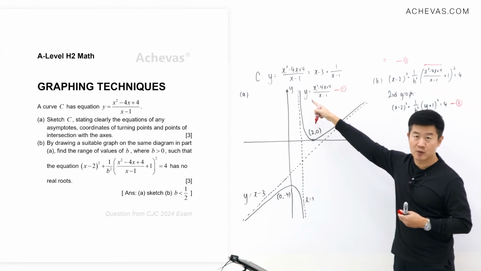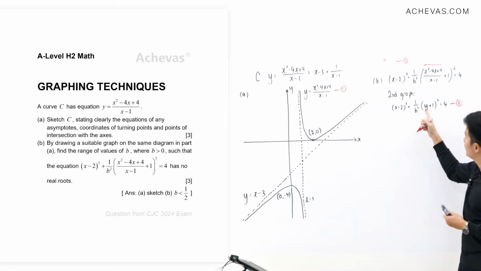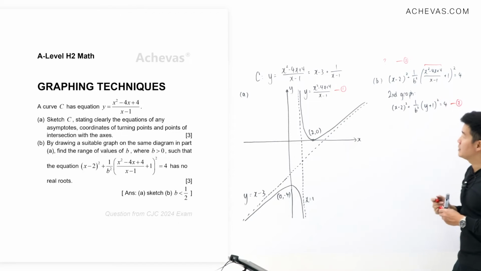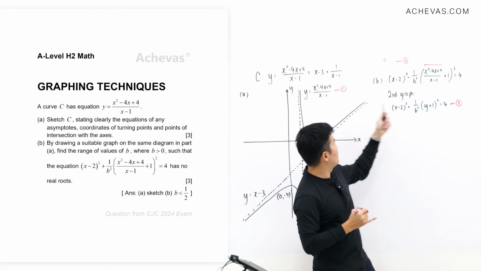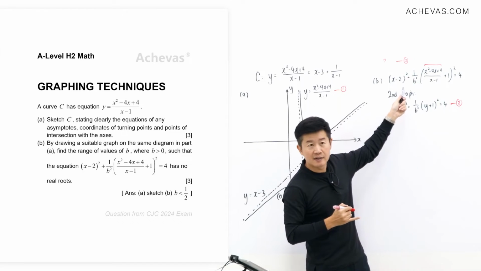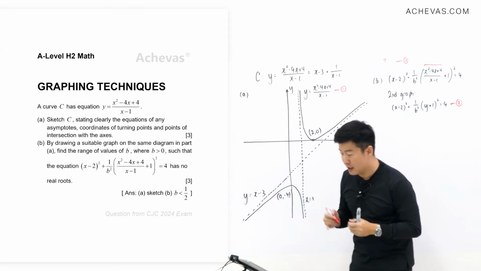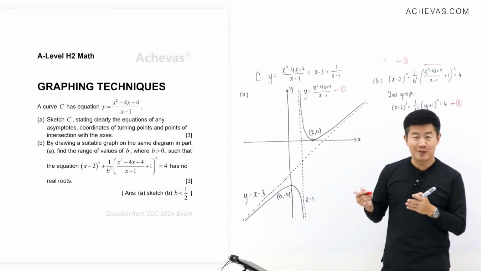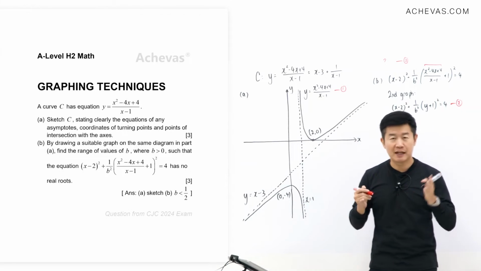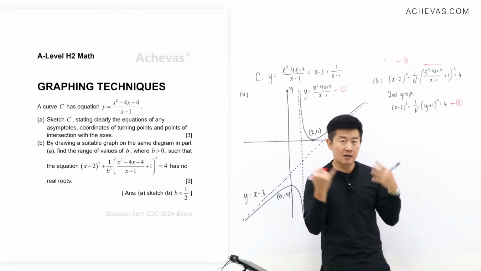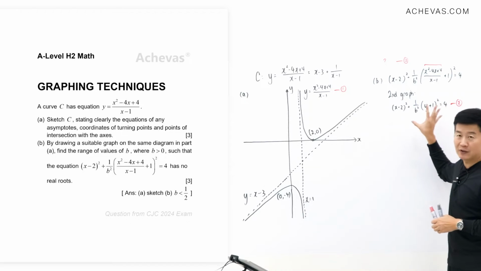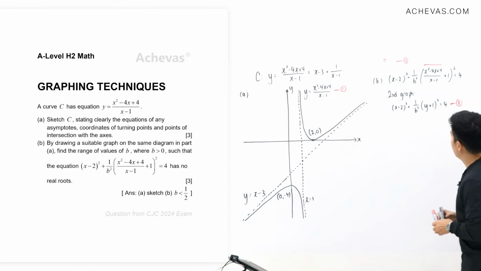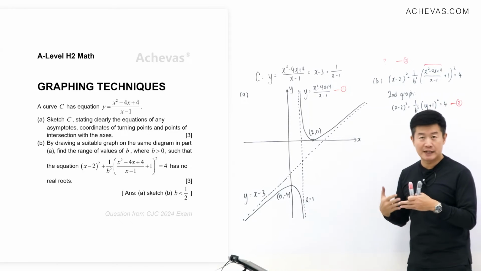When I substitute equation number 1 into equation number 2, we will be getting this, which means that the x coordinates of the intersection between this graph and this graph will be giving us the roots of this equation. And according to what the question says, there must be no real roots, which means that the two graphs must not be intersecting. So the next thing that we will want to do is to definitely draw this graph here. And this actually follows a standard graph.